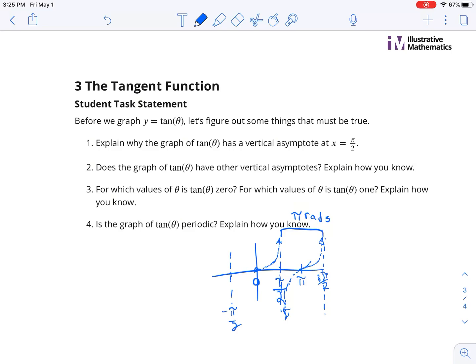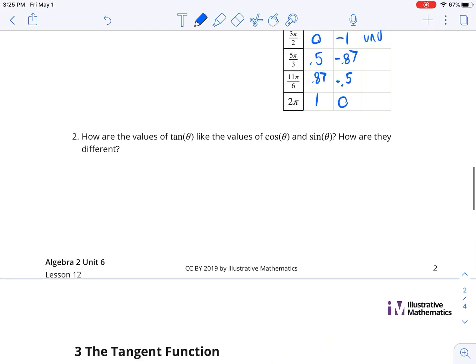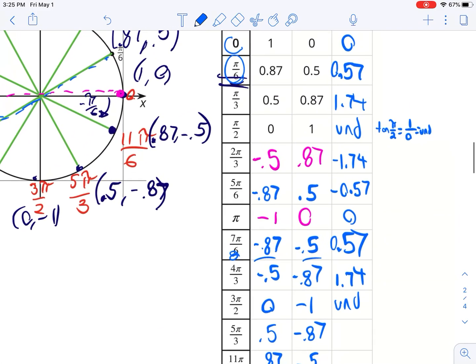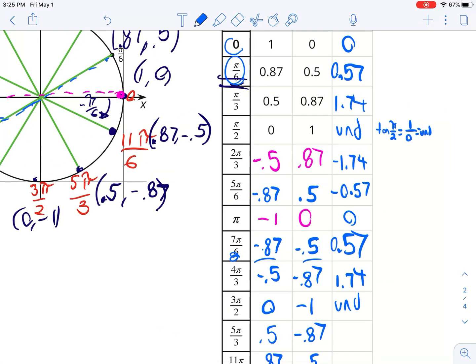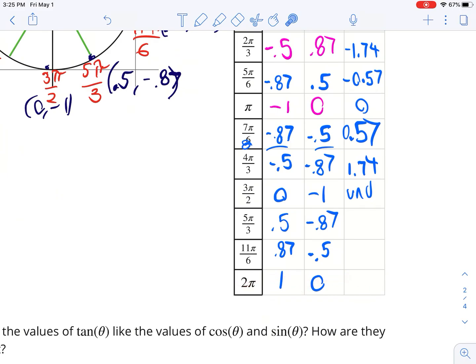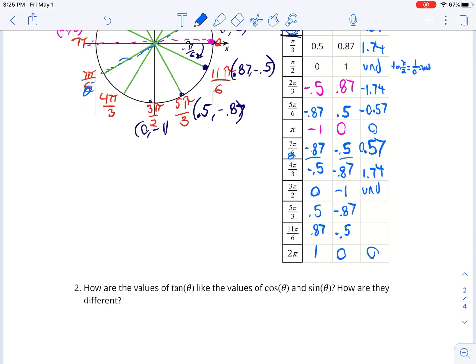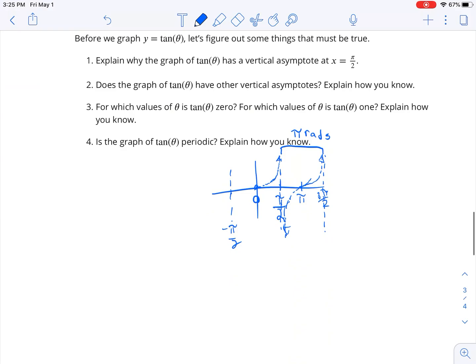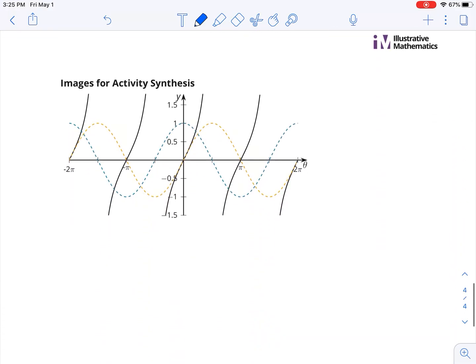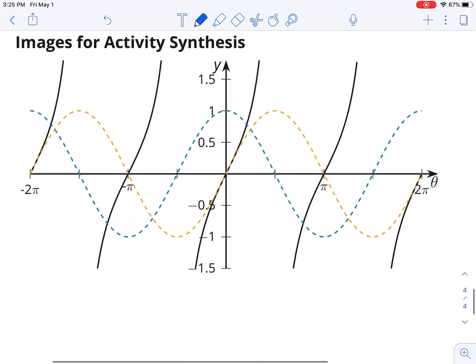Okay, so which values of sine of theta is 0? If you're looking at this, whenever you have a multiple of pi, it's going to give you 0. Pi times 0, pi times 1, pi times 2, it's going to end up giving you 0. So from that, we're going to take a look at the actual graph of it, and we're going to talk about a few of the things.